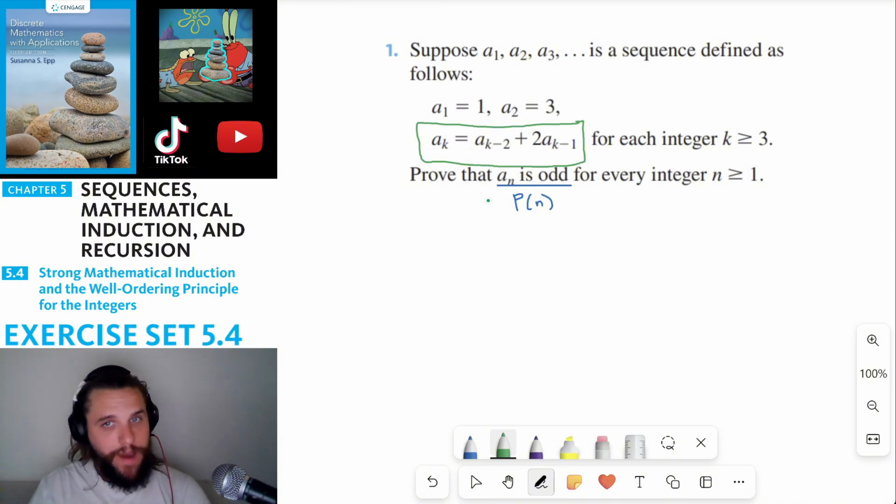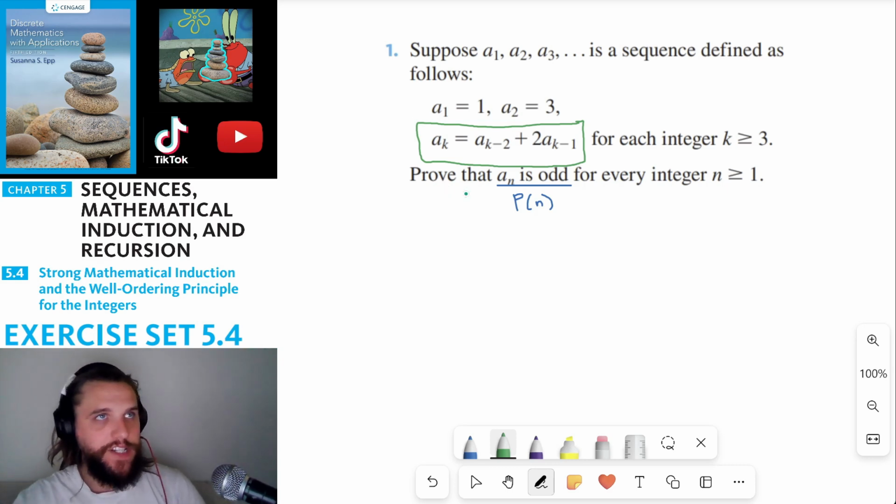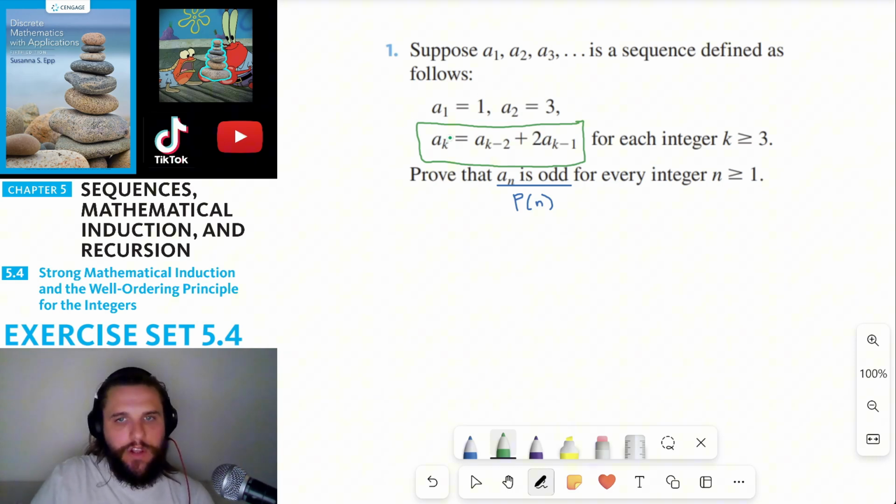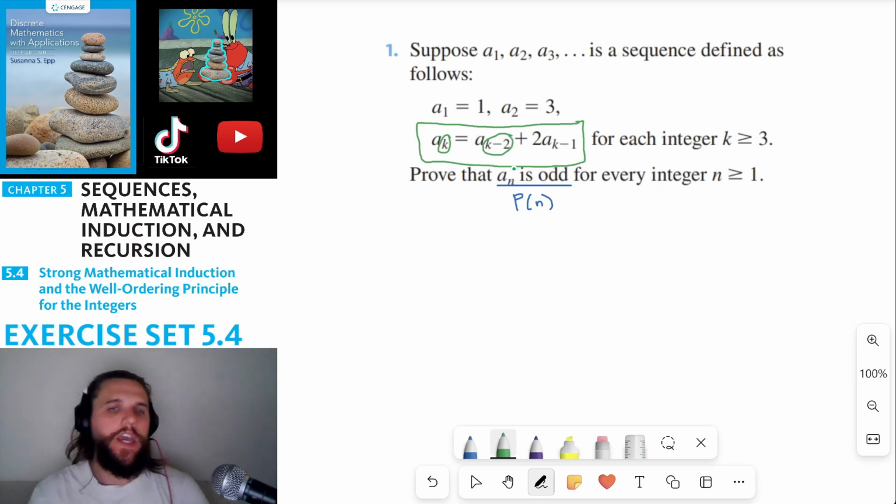Now, with strong mathematical induction, we need to start with the base case. The number of base cases that you need to prove is determined by the gap between the largest subscript and the smallest subscript in your recurrence relation. That's usually the case. But more specifically, it's because we are going to be using a recurrence relation where a sub k depends on the prior two terms, and we'll be using this in the inductive step.